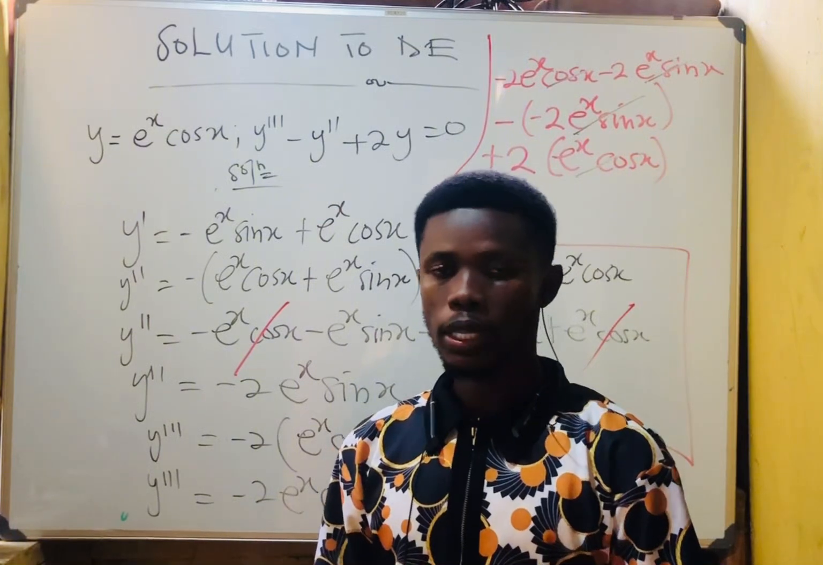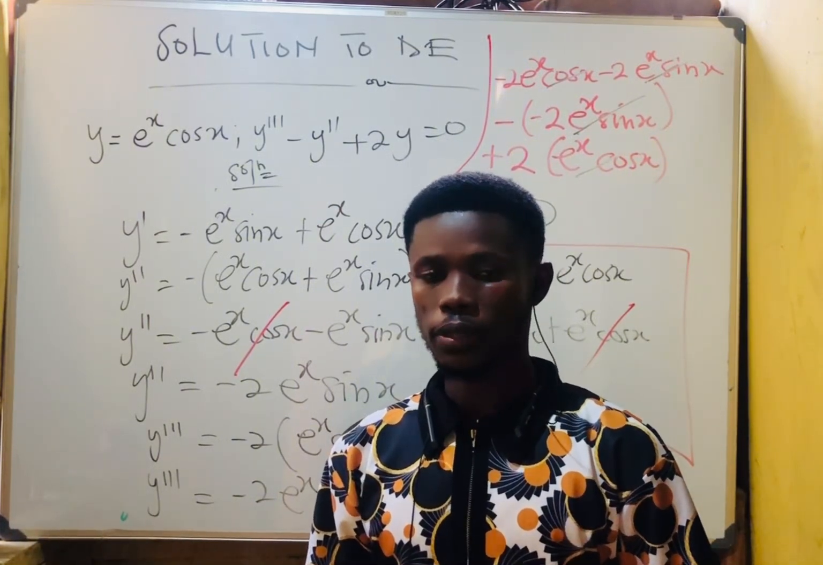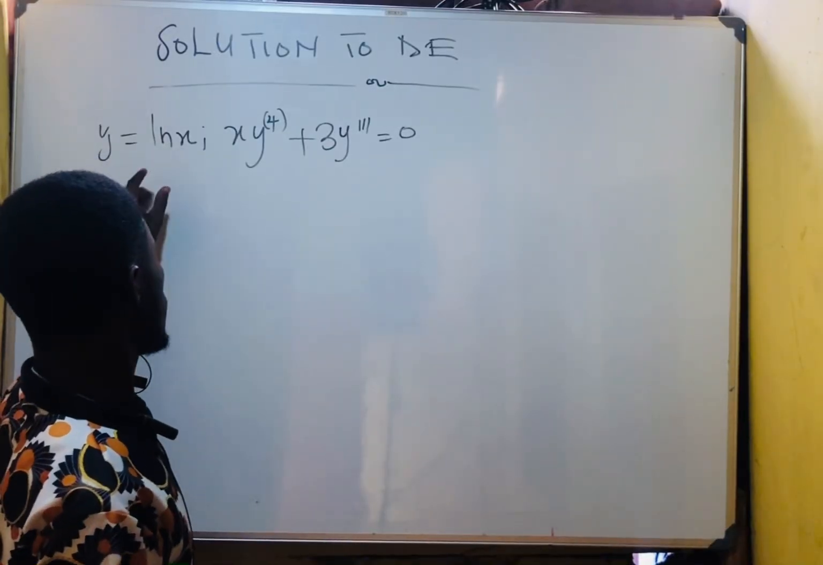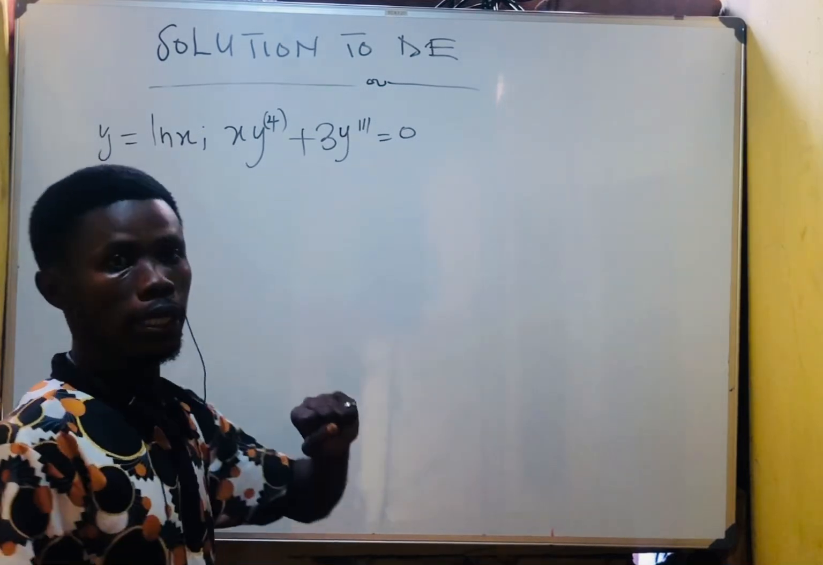Is that okay? Now let's look at the last example under this. We have y equals ln x here.